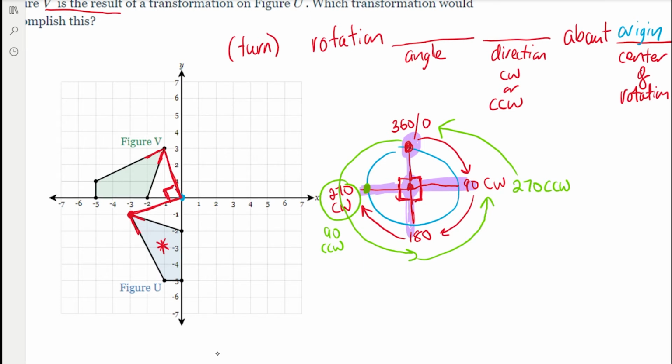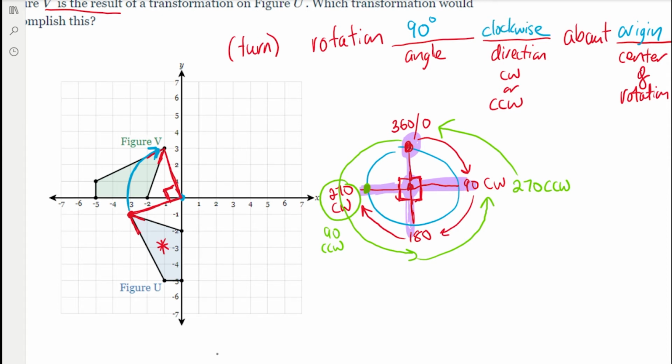What direction did I go here though? Is this clockwise or counterclockwise? Well, this is clockwise. So my answer would be rotation 90 degrees clockwise about the origin. I'm just going to write the entire word clockwise.